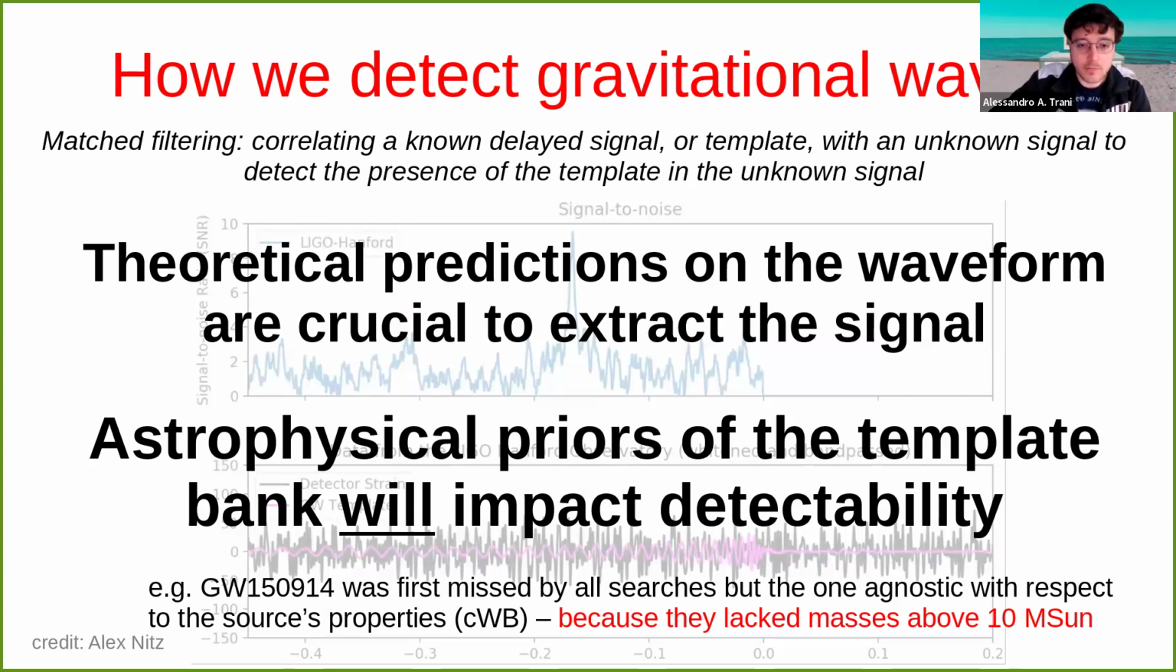For example, the very first signal was missed by all searches except the one that was basically agnostic with respect to the source properties. It just measured, let's say, the coherence and coincidence of different detectors at the same time. And the reason is that the template banks lacked masses above 10 solar masses. And the first event involved 2 black holes of 30 solar masses, just because we had wrong astrophysical priors. So theory is quite important.